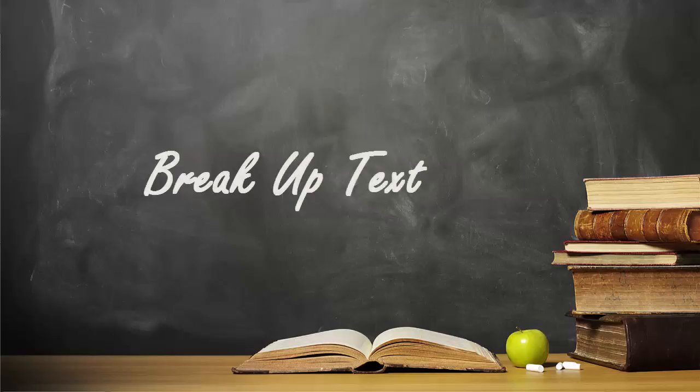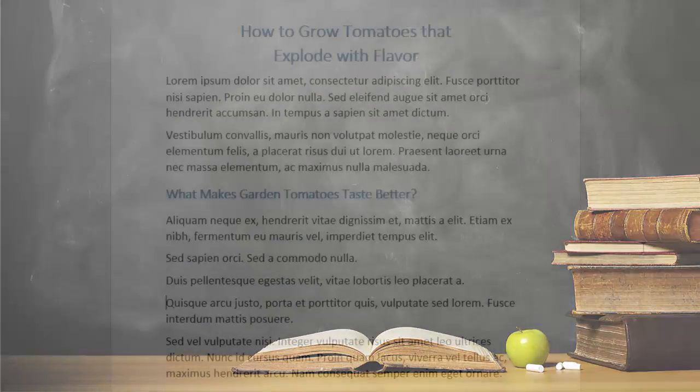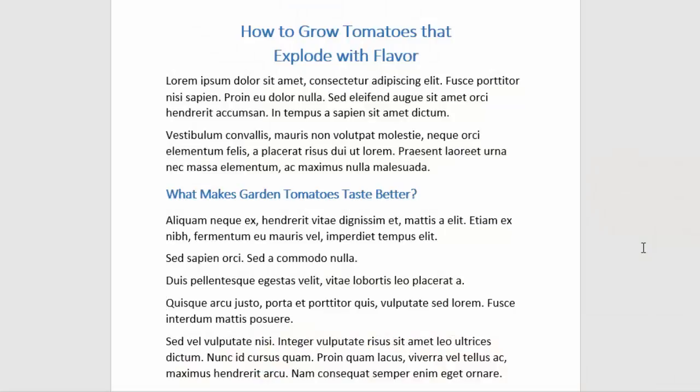One of the best uses of a bulleted list is to break up larger blocks of text to make reading easier on the eyes. So let's look at an example of this. In this copy, you can see we have our headline, we have a subheadline that says what makes garden tomatoes taste better, and then we have a bunch of filler text. And this isn't bad, it's been broken up pretty well. There are some shorter sentences, there are some short paragraphs.